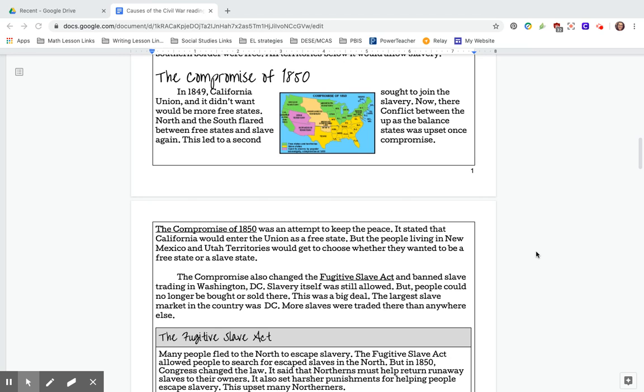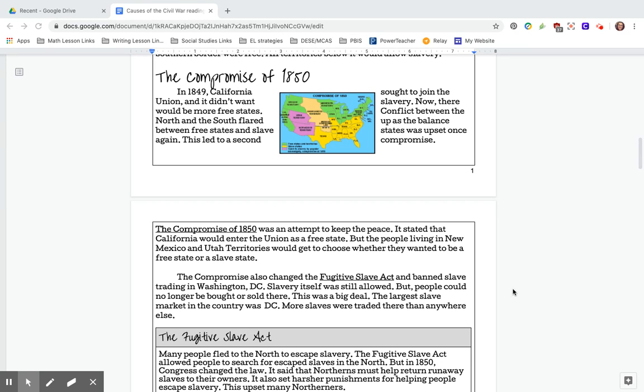The Compromise of 1850 was an attempt to keep the peace. It stated that California would enter the Union as a free state, but the people living in New Mexico and Utah territories would get to choose whether they wanted to be a free state or a slave state. The compromise also changed the Fugitive Slave Act and banned slave trading in Washington, D.C. Slavery itself was still allowed, but people could no longer be bought or sold there.